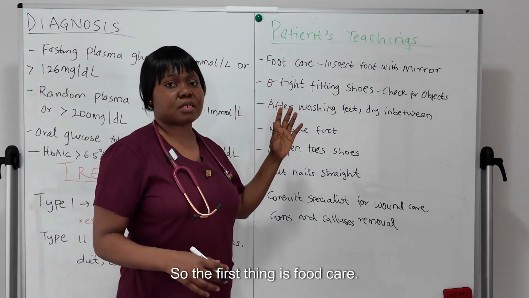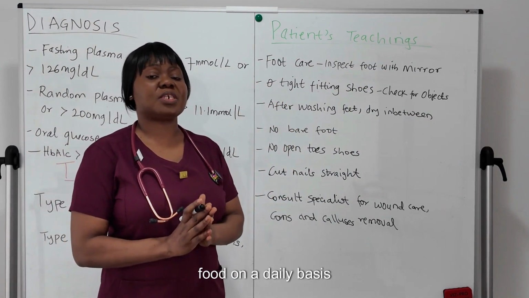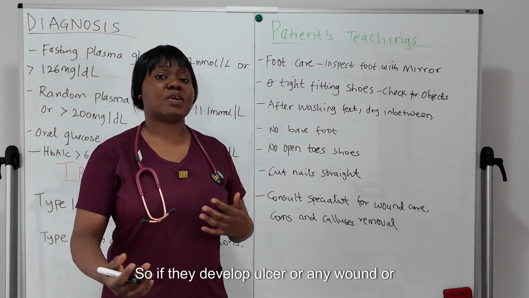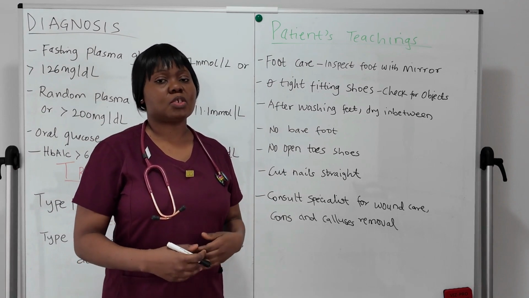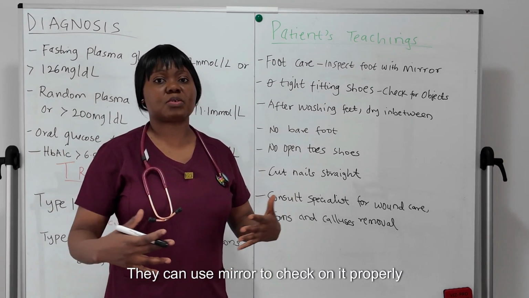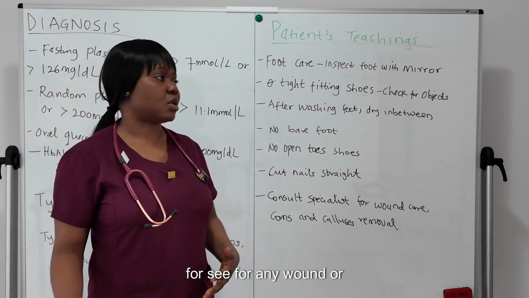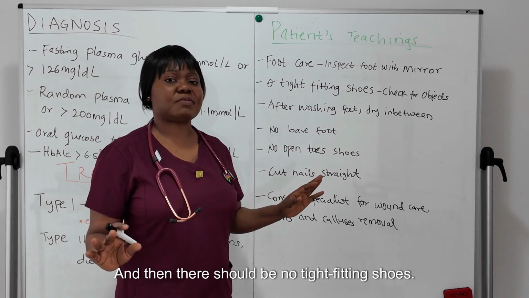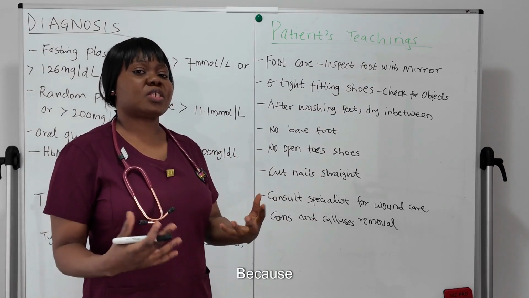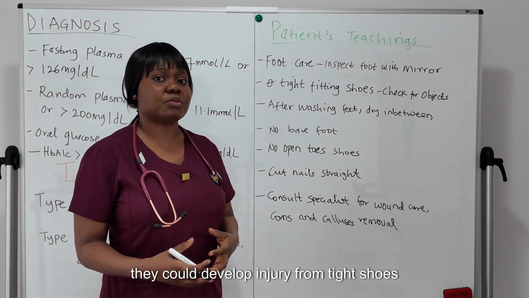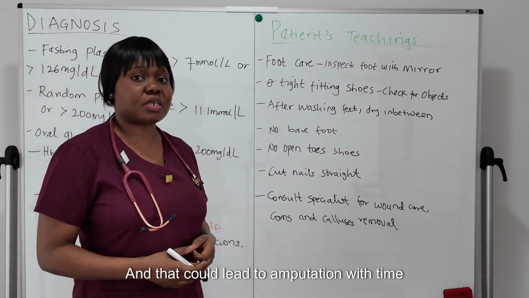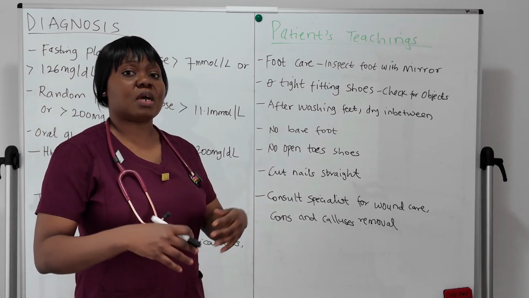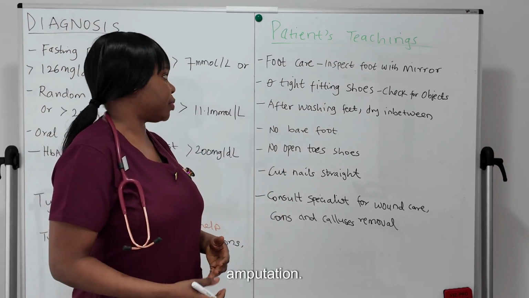So the first thing is foot care. It's very important that they inspect their feet on a daily basis, because they have decreased sensation in the lower extremities. So if they develop an ulcer or any wound or any injury, they won't know. So we teach them to inspect their feet. They can use a mirror to check properly for any wound, cut or anything. And then there should be no tight fitting shoes, because they could develop injury from tight shoes and they won't know. That could lead to amputation with time, because if those wounds are not properly healed, they can develop diabetic ulcer that can lead to amputation.